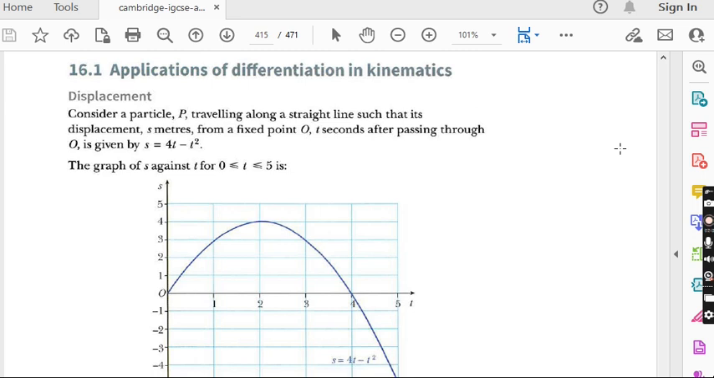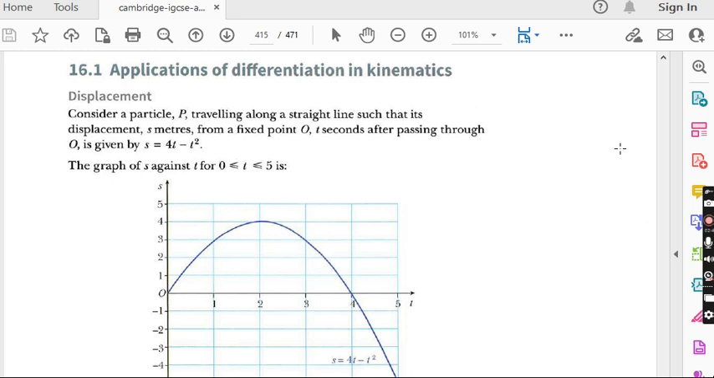So the first word which you can see on your screen is displacement. What is displacement? Displacement is defined as the shortest distance between 2 points. It is a vector quantity. What is a vector quantity? A quantity associated with both magnitude and direction.